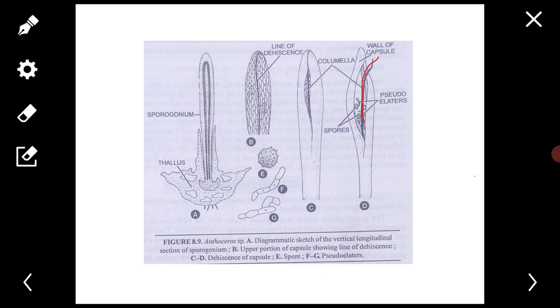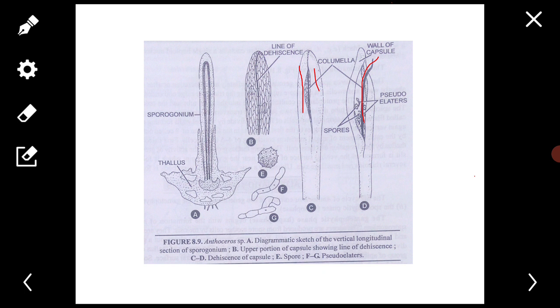Dehiscence of capsule and liberation of spores starts as soon as they begin to mature. जैसे ही वो मैच्योर या राइपन होते हैं तो कैप्सूल का डिहिसेंस होना एंड लिबरेशन ऑफ स्पोर्स, स्पोर का लिबरेशन होना स्टार्ट हो जाता है. The apical portion of capsule ripens first and loses water. Consequently, the color of the capsule changes from green to brown or black.